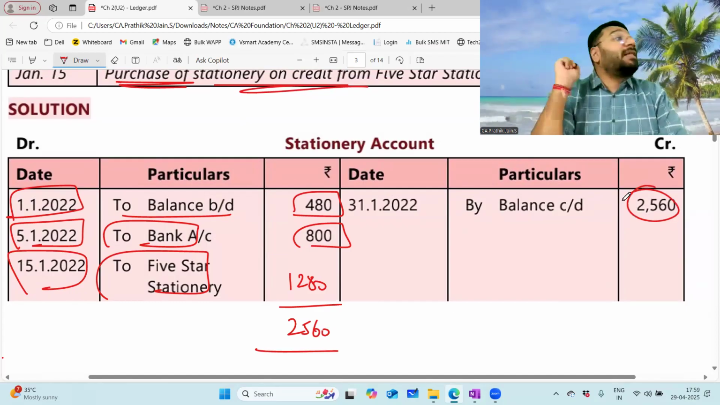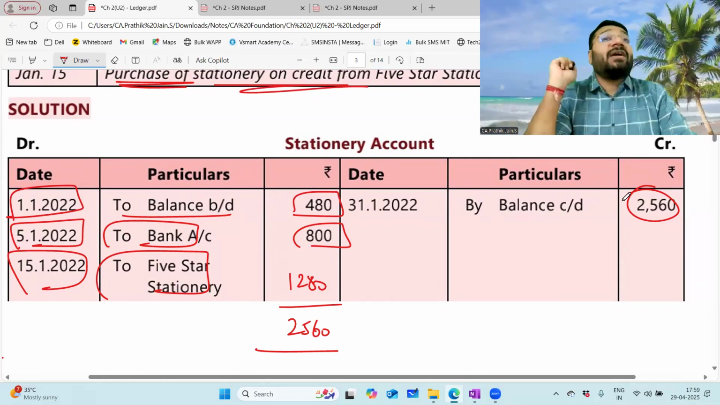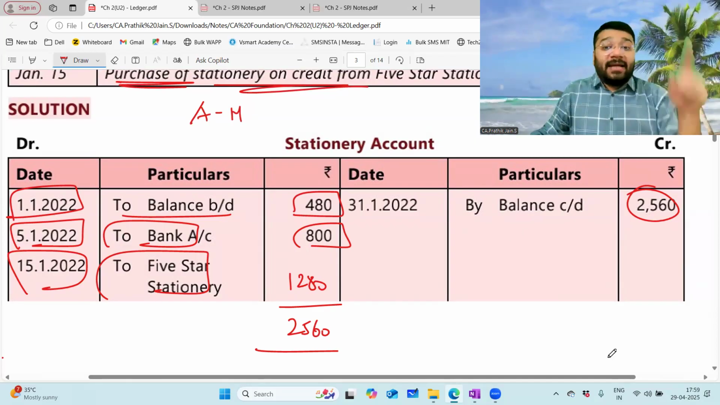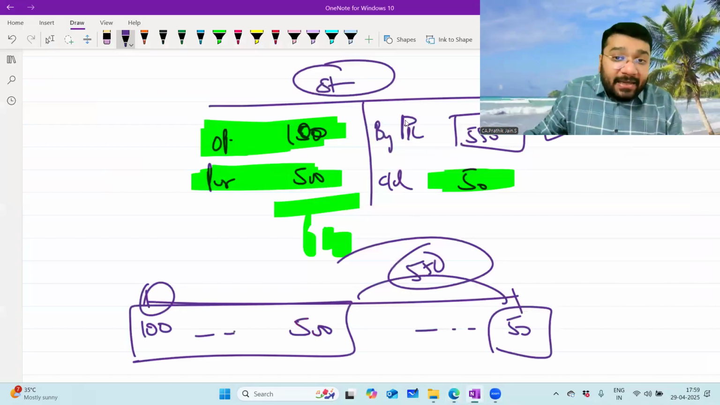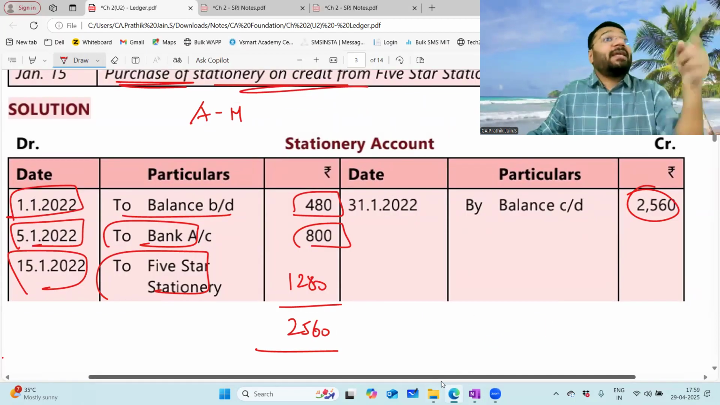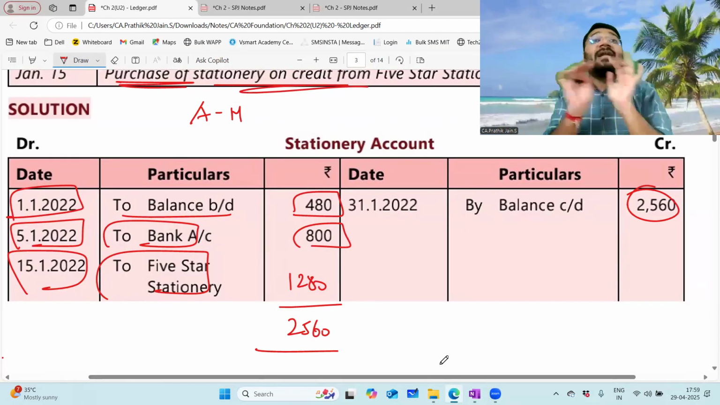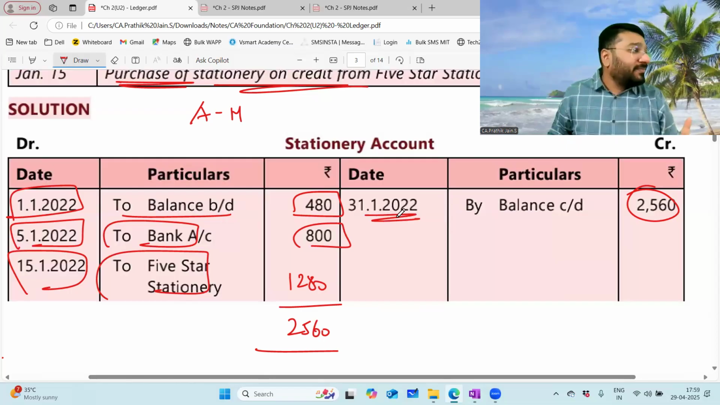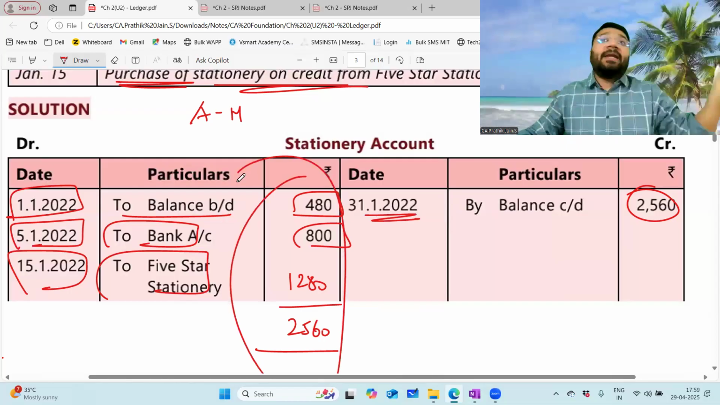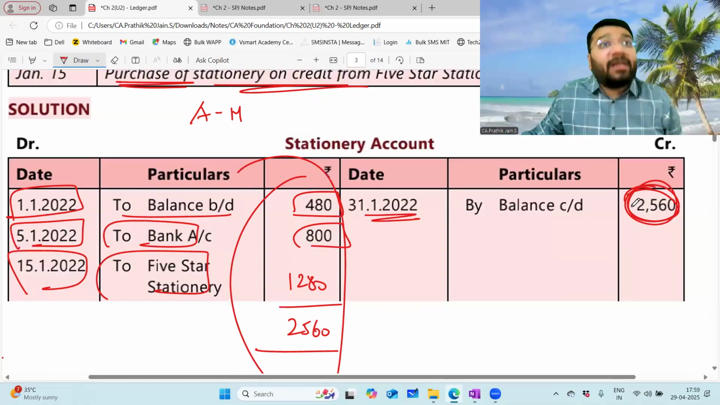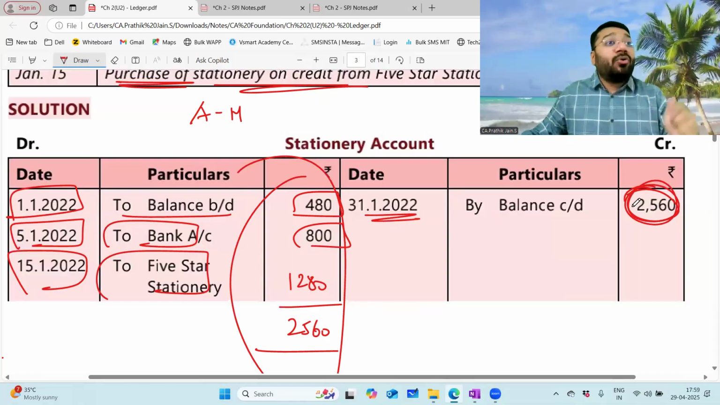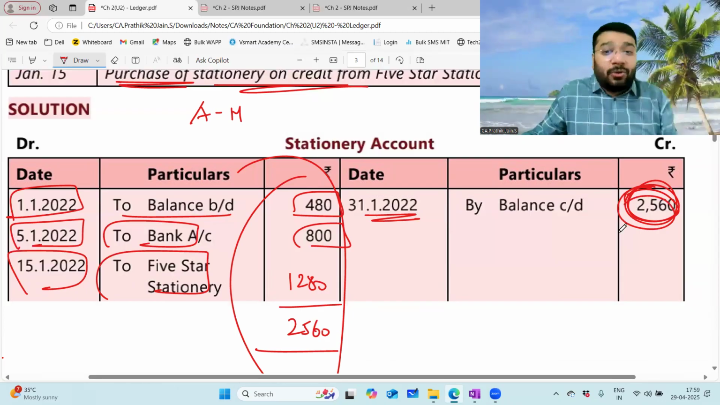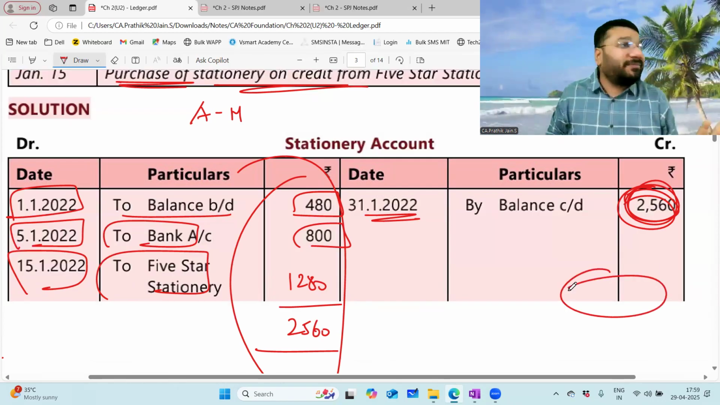Why? Because consumption I will see when? At the end of the year. If the financial year is April to March, then I'll pass the closing entry by P&L on 31st March. If the closing year is 31st December, then that closing entry, P&L to stationery, I'll pass on 31st December. So 31st January is not the closing month. Whatever the total purchases are, opening and current year, everything put together will be recorded as my total stationery expenses. Now here, in this 2560, I'll see how much is consumed. That I'll transfer to P&L. The remaining, which is not consumed, will become the balance carried on in this ledger further.